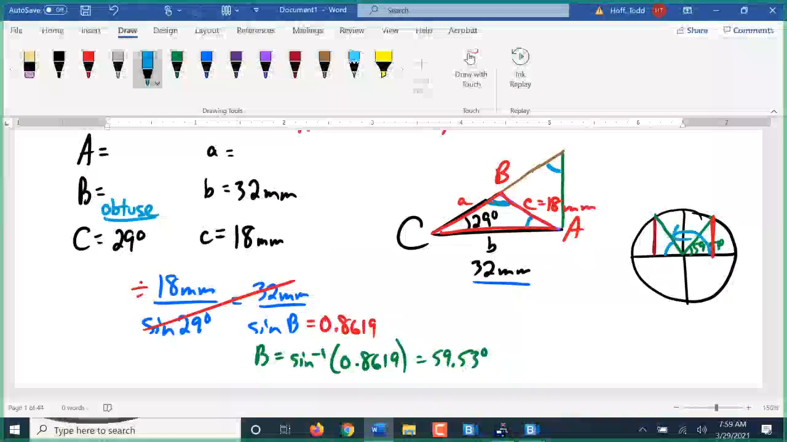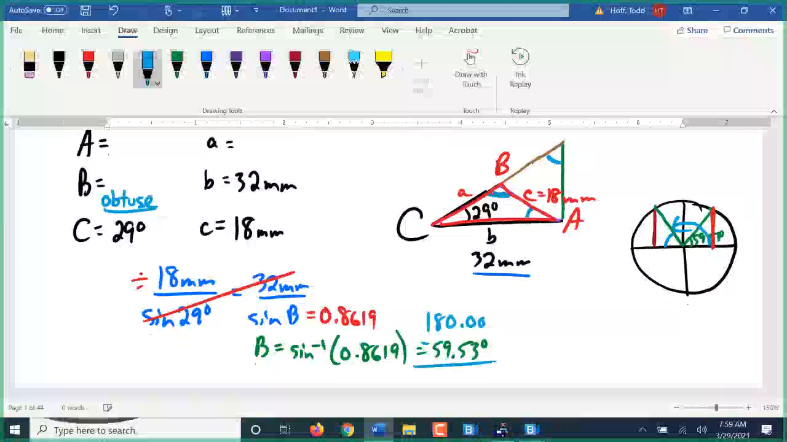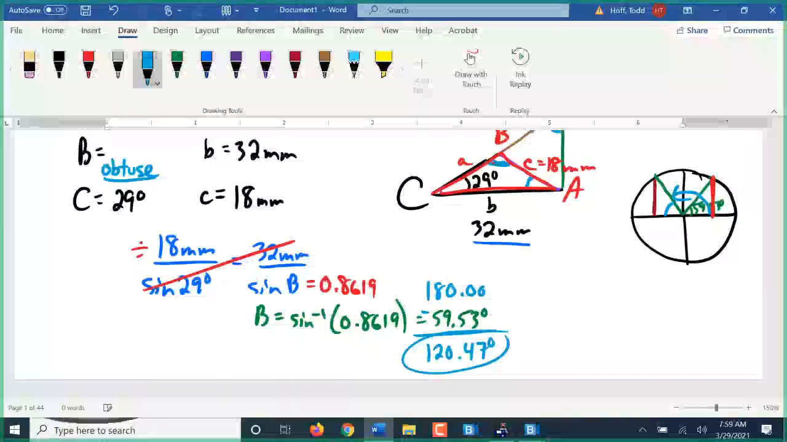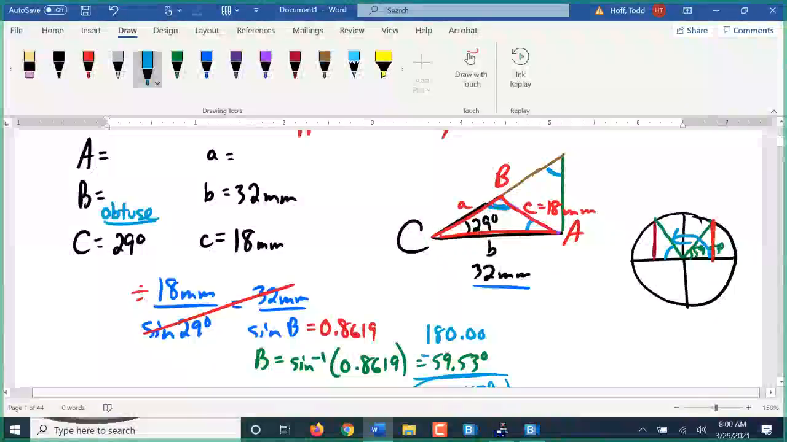How would we find the actual angle? 180 minus 59.53 is 120.47 degrees. It is the supplement. Remember, that's one of the problems with sines, is an angle and its supplement have the same sine. So when we know that angle has to be obtuse, after we do the inverse sine, we have to find the supplement of what the inverse sine gave us. Because there are two possible angles, the calculator is only going to give us the acute angle. So we know that B up here is 120.47 degrees. I don't have room to write it in, but there we go.